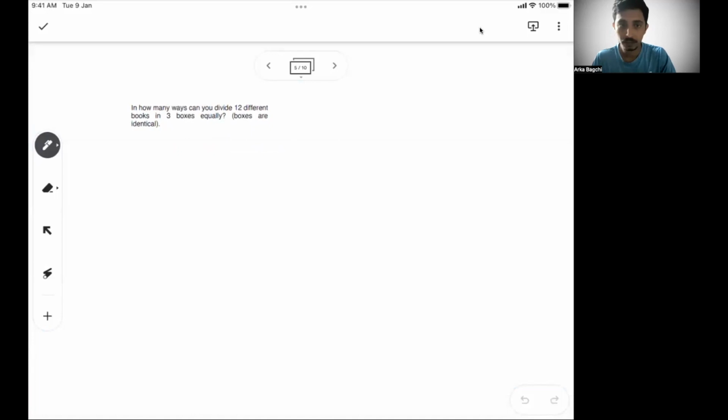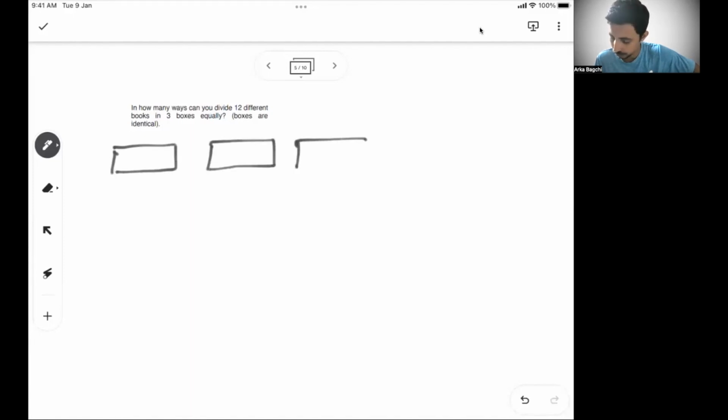Moving on. It says: in how many ways can you divide 12 different books into 3 boxes equally? The boxes are identical. So there are 3 boxes like this, and you have 12 different books, to be divided equally. That means 4 books here, 4 books here, 4 books here, but these books are different. So box 1, box 2, box 3.